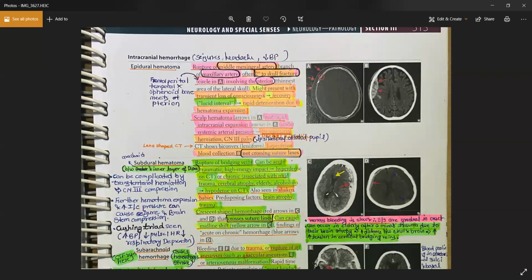Along with the herniation and this increase in the intracranial pressure, you can again get one condition which is known as the Cushing triad. Remember? What is the Cushing triad? Hypertension, bradycardia, bradypnea. Yes, you will get the hypertension, you will get the bradycardia, and you will get the bradypnea because of that.